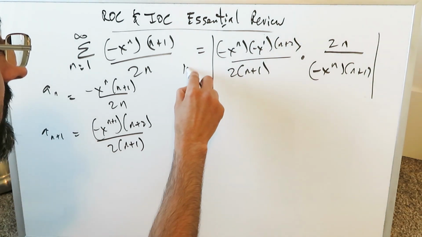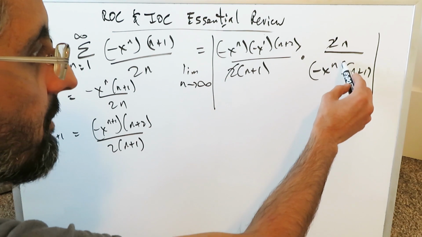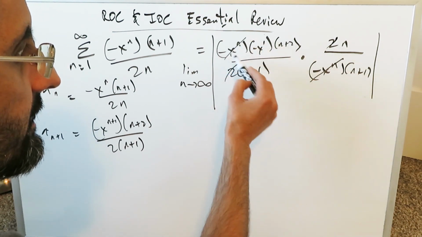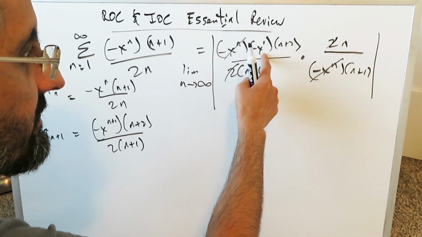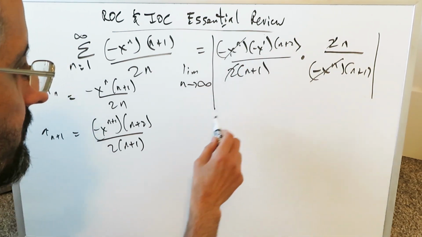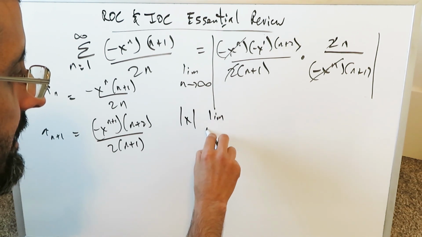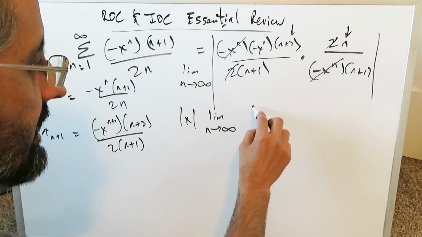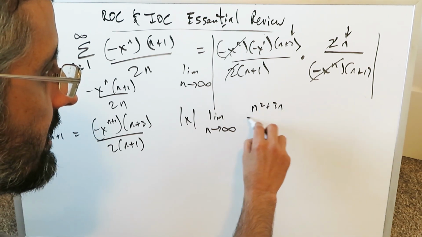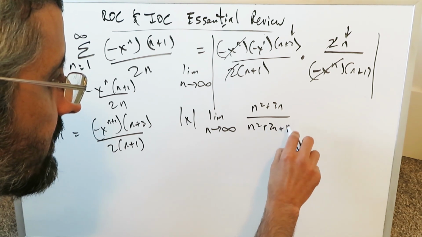You know there's a limit obviously here. Limit as n approaches infinity. 2 cancels out. Minus x to the n cancels out with that. What remains? I have an n plus 2, n, minus x, n plus 1, n plus 1. This minus x will come out as this. Then I have limit as n approaches infinity. I have this n plus 2 multiplying by n. I have an n squared plus 2n. Here I have an n plus 1 times n plus 1, which is n squared plus 2n plus 1.